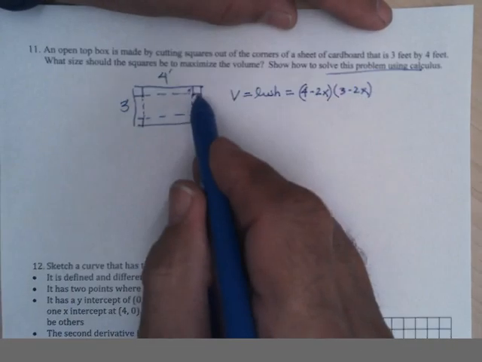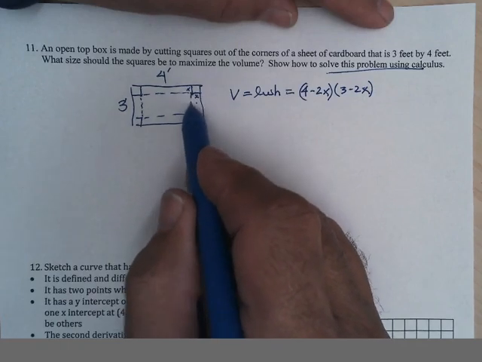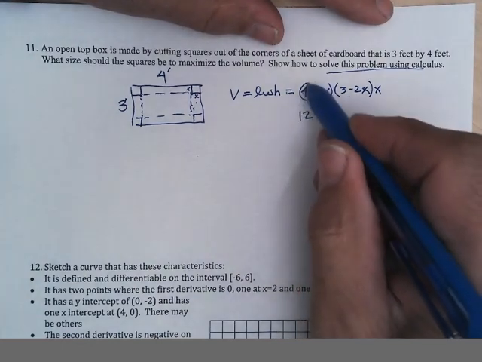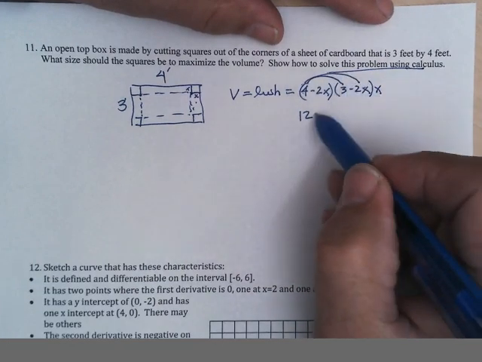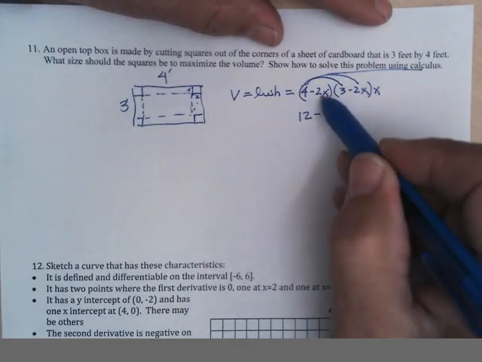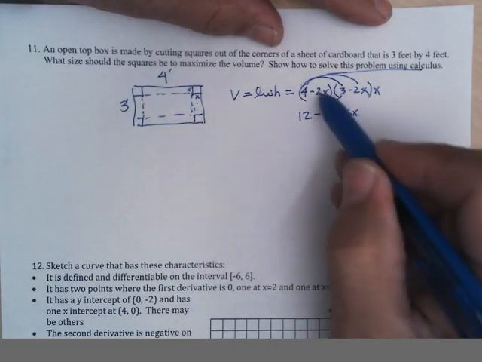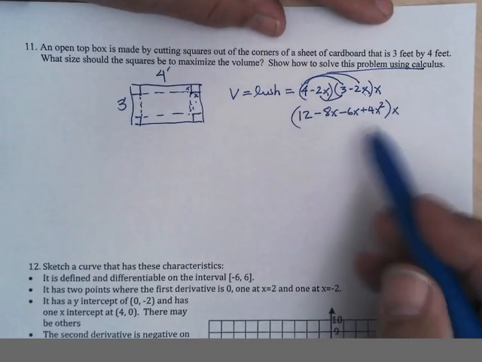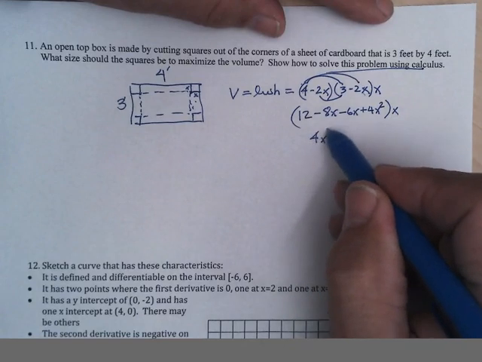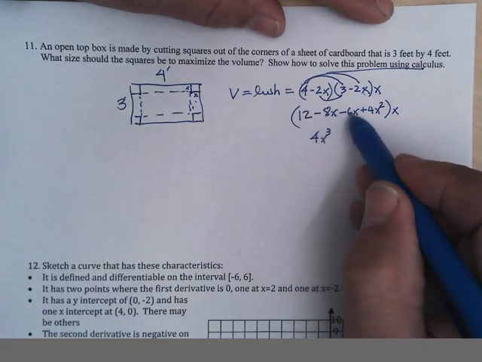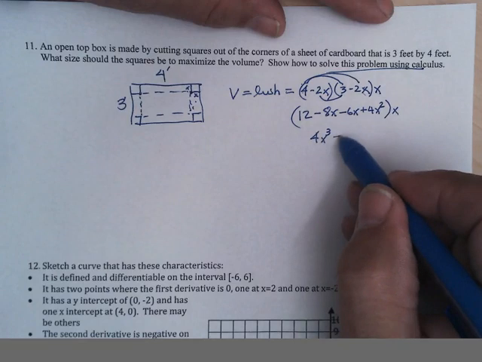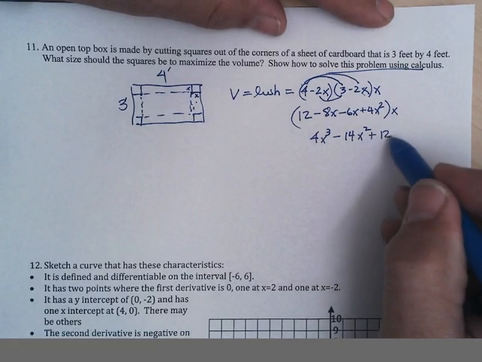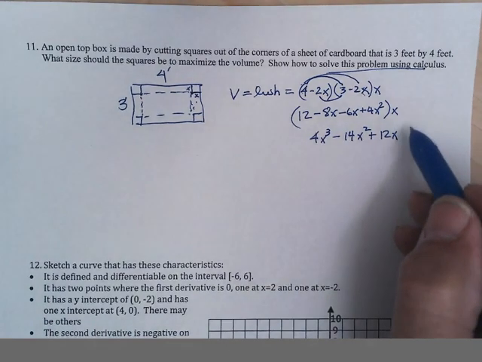And the height will be x. We'll go straight up by the amount we have to fold up. So that's 12 minus 8x minus 6x plus 4x squared, times x, so we get 4x to the third minus 14x squared plus 12x. There's the formula for the volume.